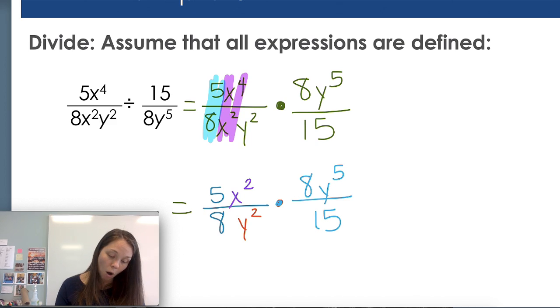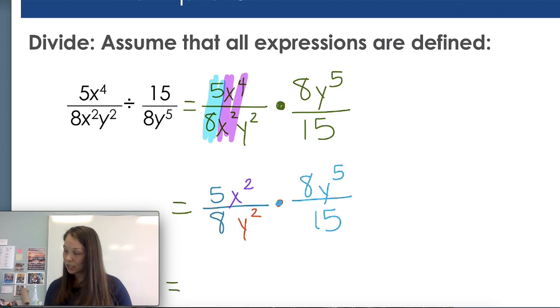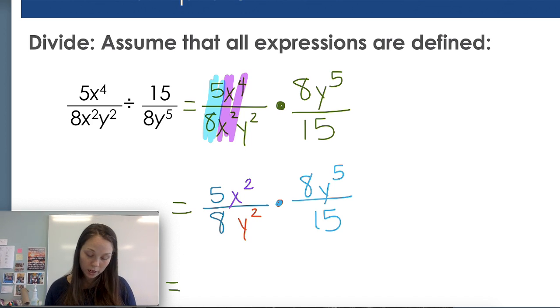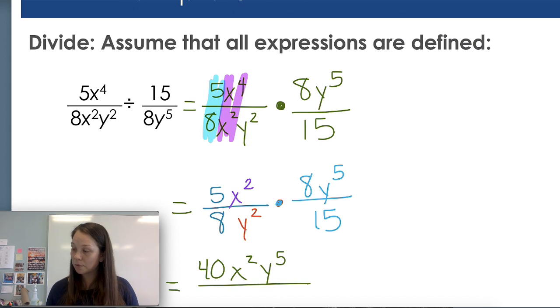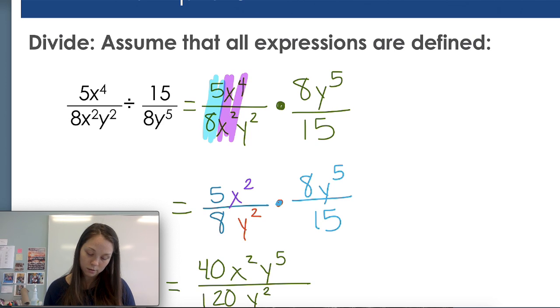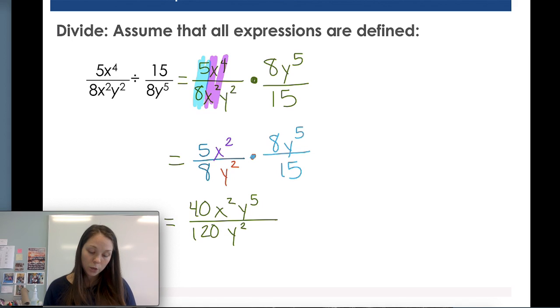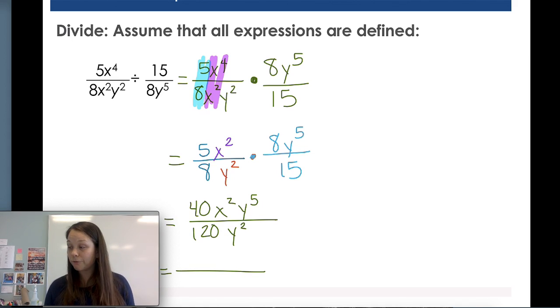All right, I'm going to multiply straight across. 5 times 8 is 40. Then I have x squared y to the 5th. 8 times 15 is 120. And then I have y squared. Doing a little bit of simplifying, 40 and 120. Well, 40 goes into 120 3 times, so that's going to leave me with a simplified fraction of 1/3.